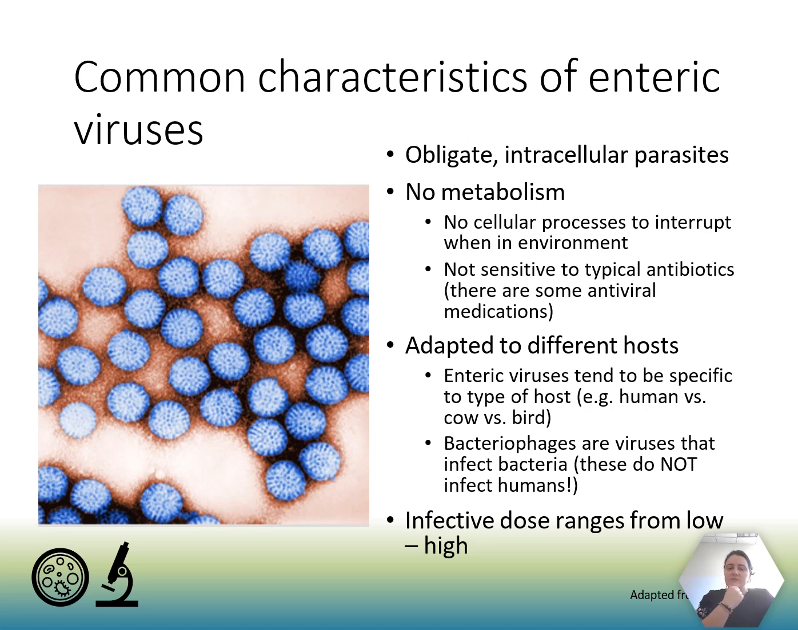And viruses also adapt to different types of hosts. So enteric viruses tend to be very specific to the type of host. So it could be a human virus, a cow virus, right? Those kind of things. They can jump species, and that's what we care about when we hear about things like the Ebola virus or viruses like the swine flu and things like that that are viral related. They can jump species, and that's a very big concern.